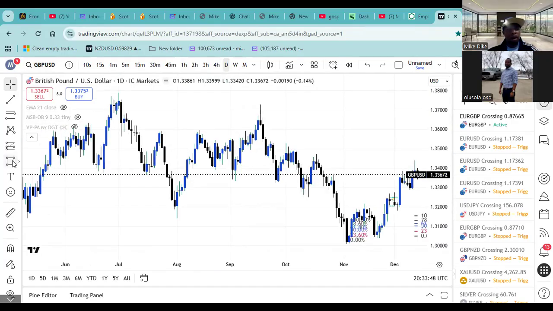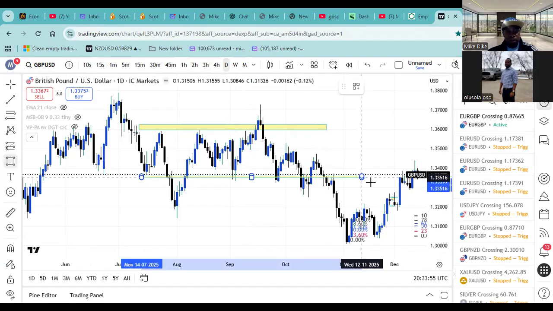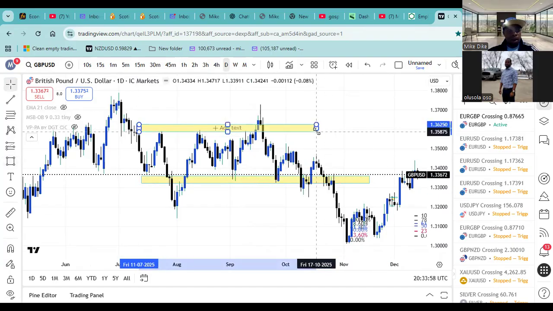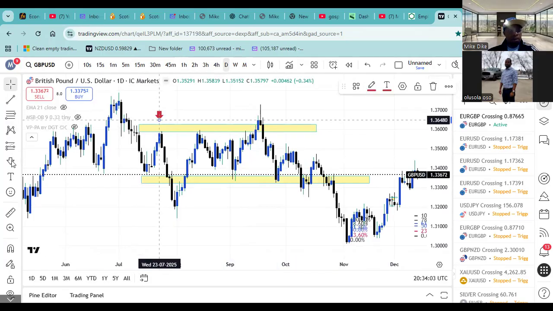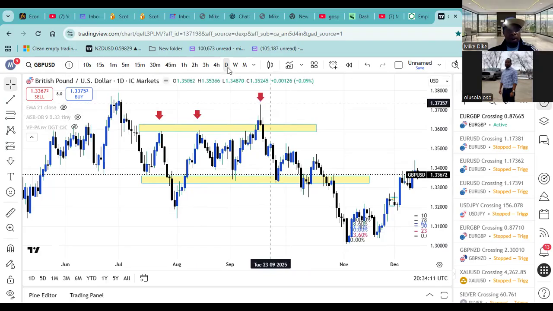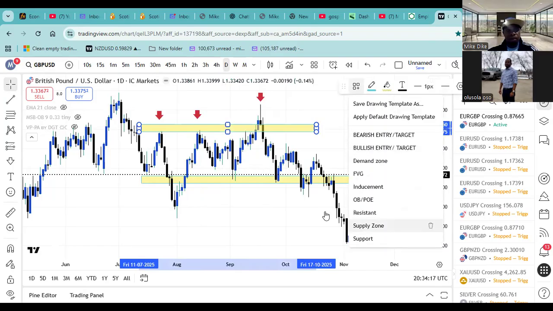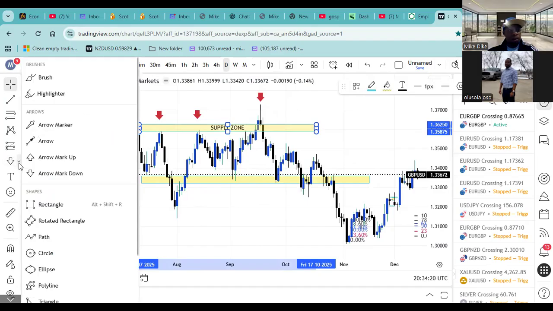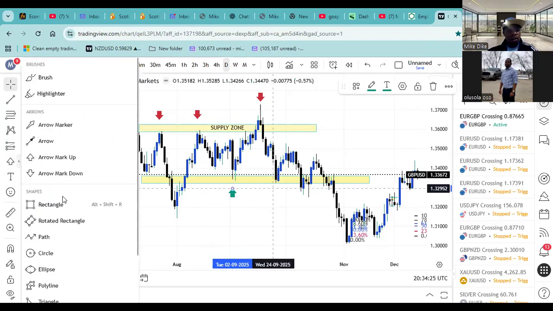Okay, so I look for where it touches most. Where we have a touch here, it touches here, it touches here. Just use your eye, look for where it touches most. So we're on the daily time frame, so it's going to be my supply. And it comes here. We have a touch here, we have a touch here. Look for where it touches most.